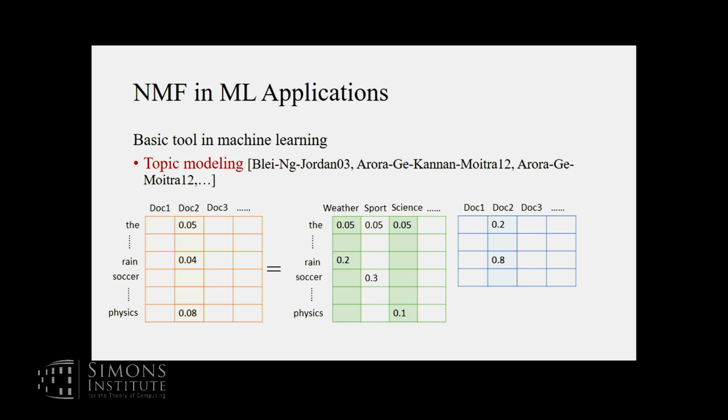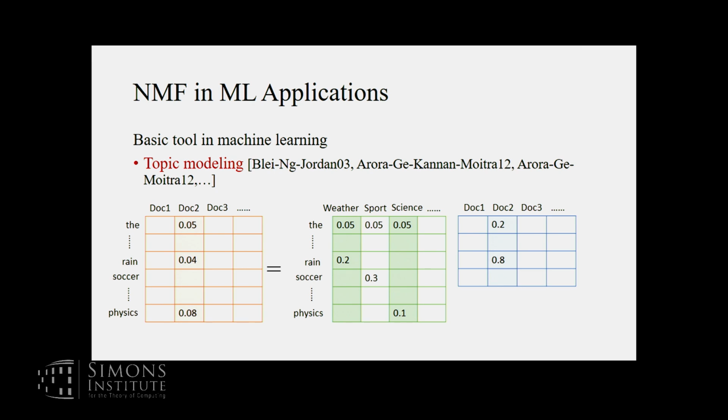So in this setting, let's say each column of the Y matrix corresponds to a document, and each row corresponds to some word. So each column is basically the word distribution in this particular document. For example, this document has a 0.04 fraction being the word rain. It's just a synthetic example.